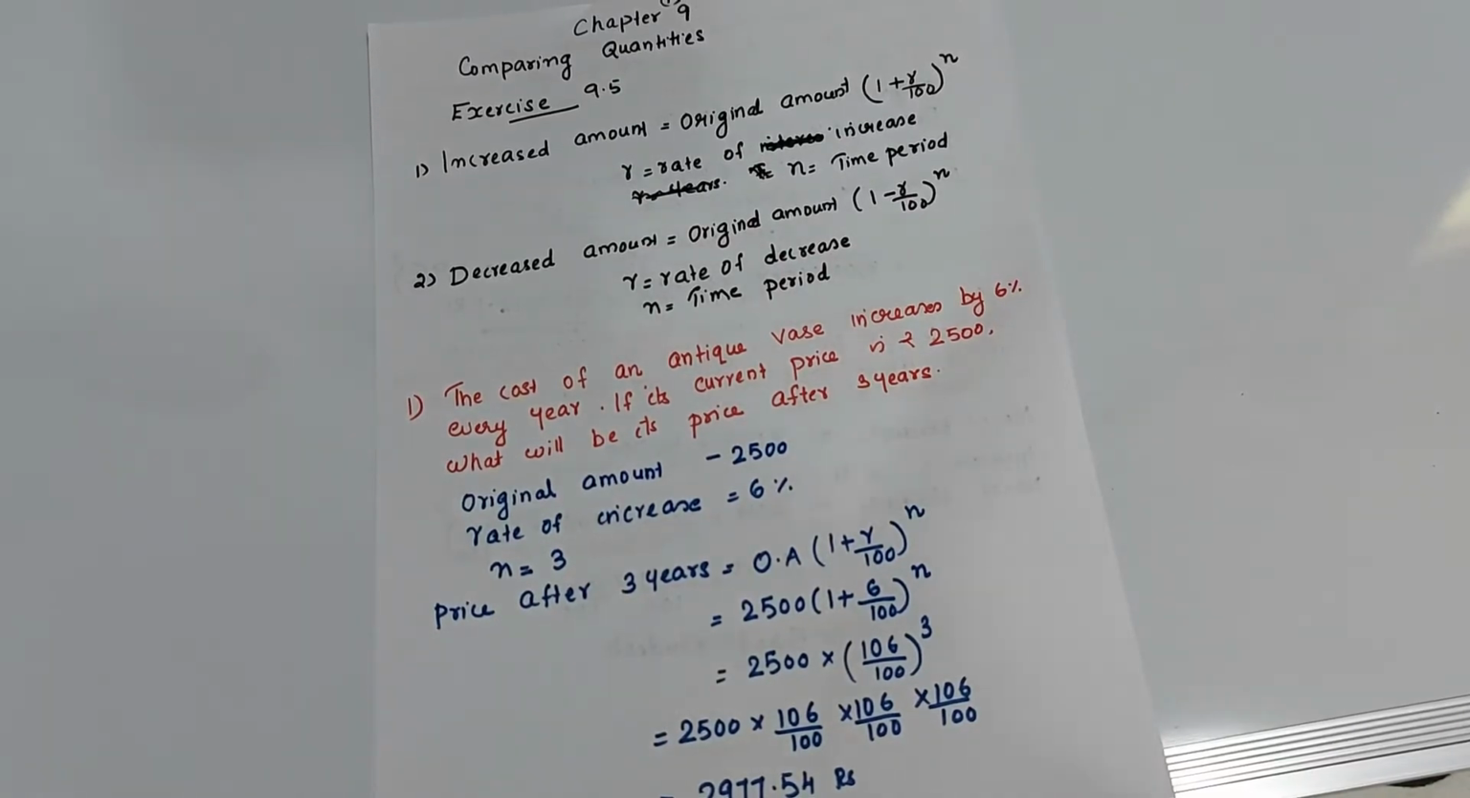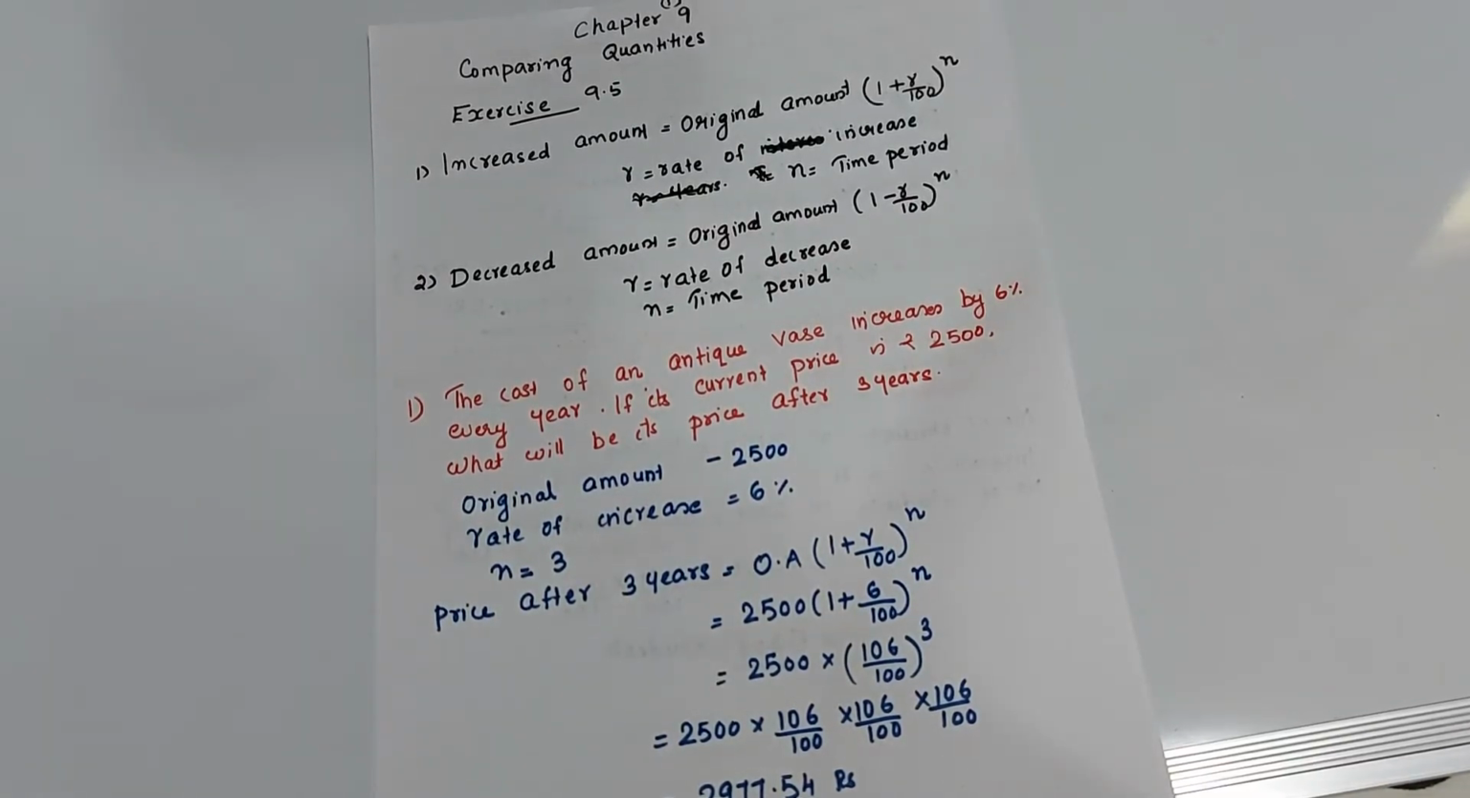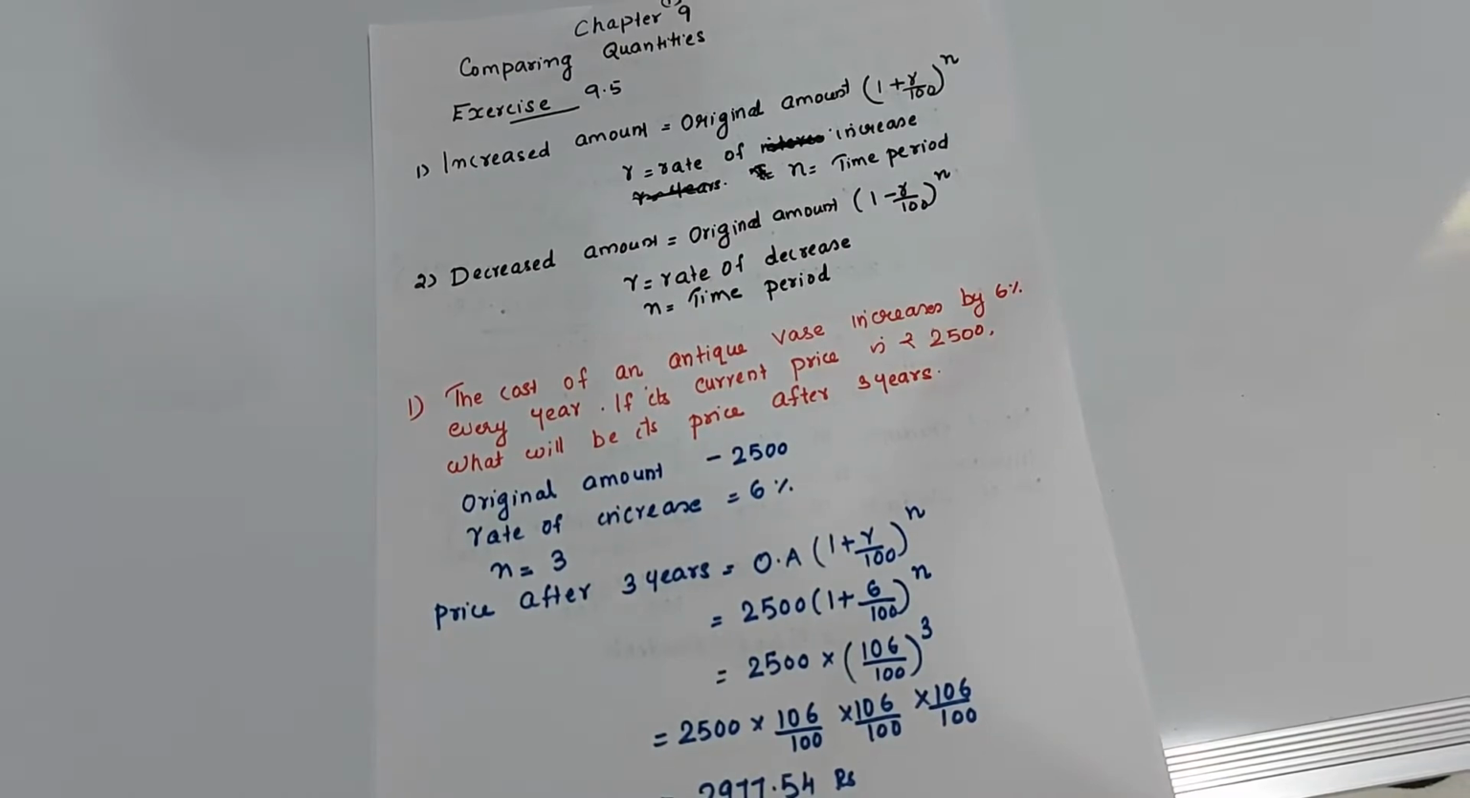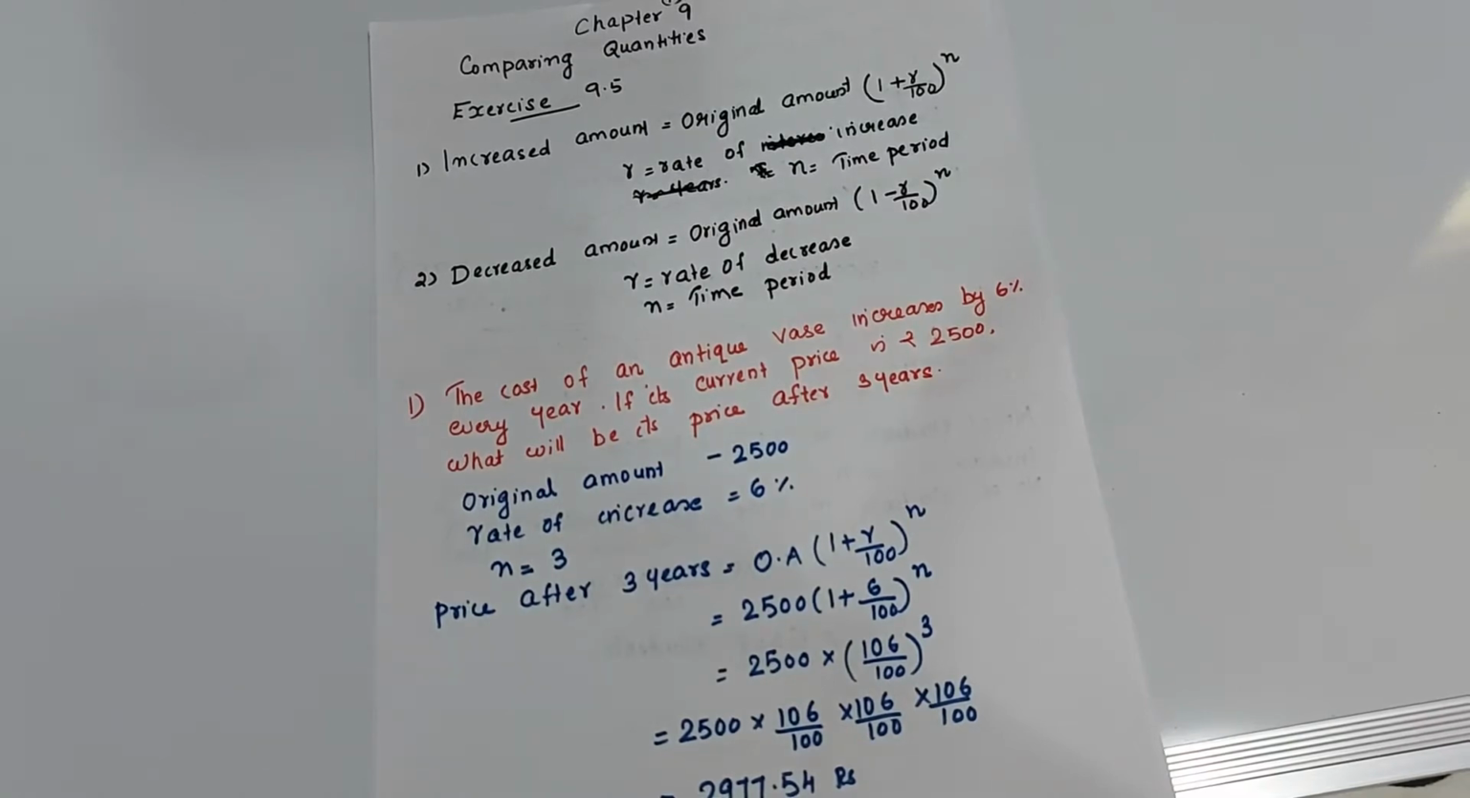Hi students, today I am going to discuss exercise 9.5 from your textbook Math Says by Pearson, chapter number 9, Comparing Quantities. In this exercise, the questions are based on two formulas. First one is increased amount, it's equal to original amount into 1 plus r by 100 whole power n. Here r is the rate of increase and n is the time period.